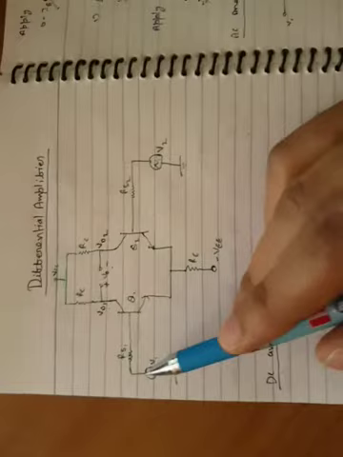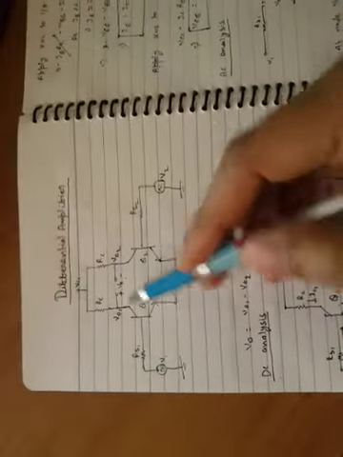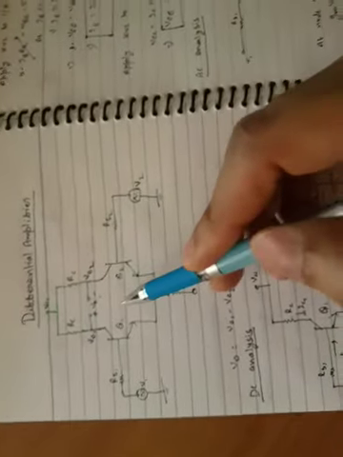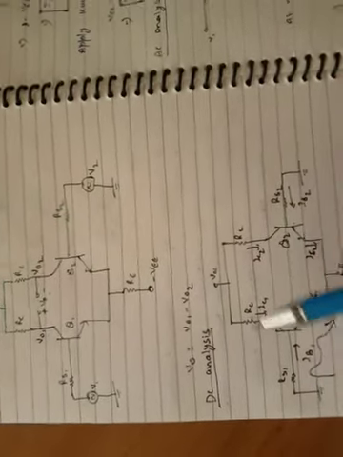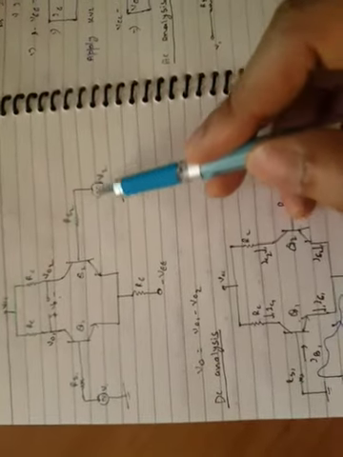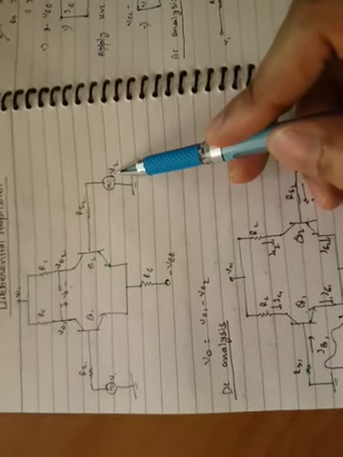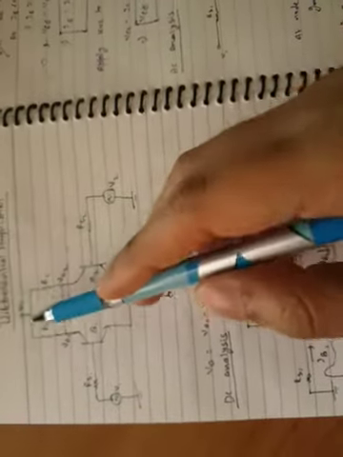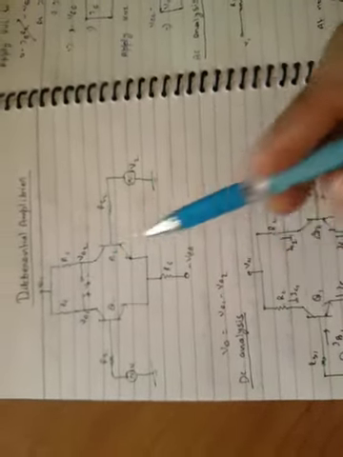Here both AC source and DC source are present. To analyze this differential amplifier, first we do DC analysis, then we do AC analysis. For DC analysis, we know that the AC source will be deactivated. So this voltage source will be short circuited and only the DC source will be active.